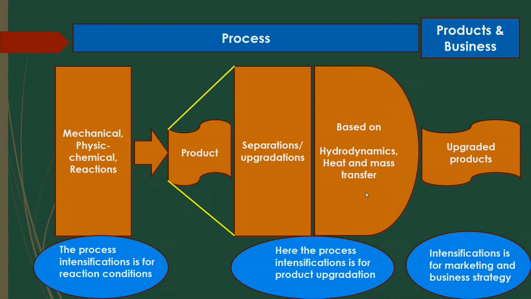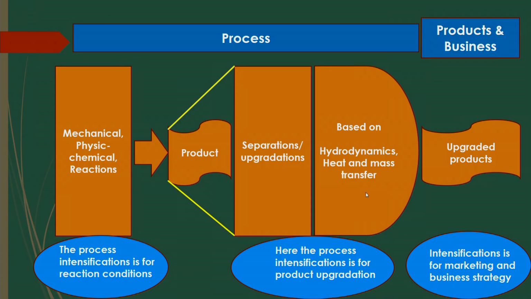Even reactive processes like reactive distillation, reactive extraction, and reaction processes to synthesize different products and byproducts from natural sources, that is reaction. So, after getting different products by these mechanical, physico-chemical or reaction processes, those products are to be separated by different processes. Now, separation processes, or upgradation processes, are where you have to separate different products and byproducts for different uses.